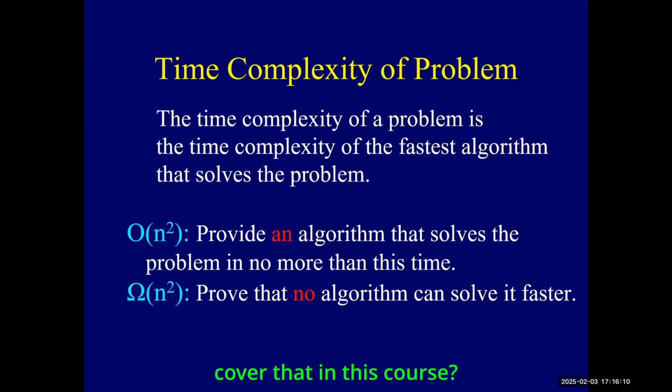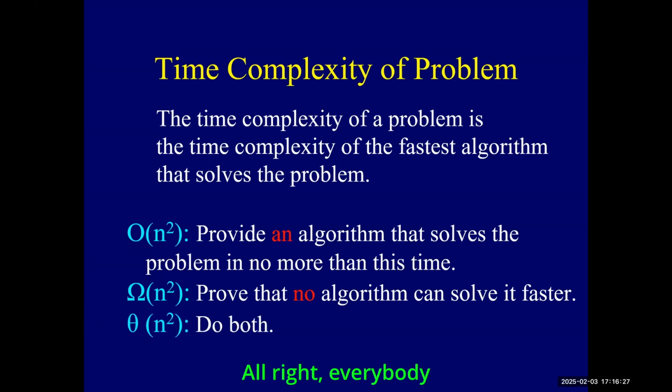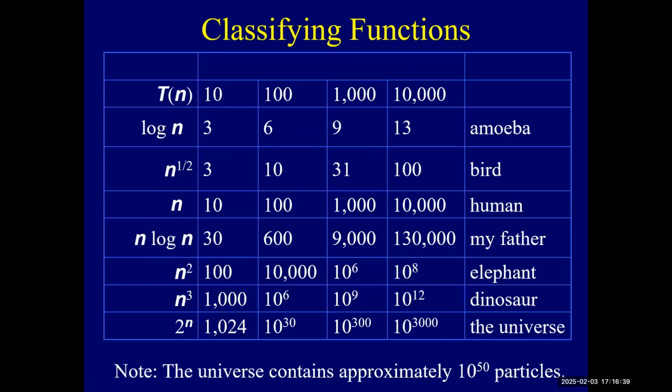Are we going to cover that in this course? Absolutely not. I would love to. It's a beautiful algorithm, but we're not going to cover it. I don't even cover it in 3101. I cover it when I do the grad class. All right, everybody sort of follow that? And when you talk about the time complexity of a problem, we tend to use big O because we don't know whether it can be done faster.